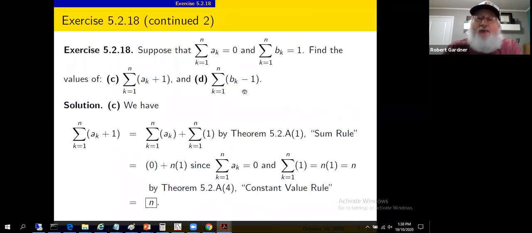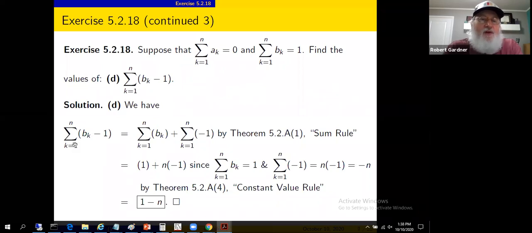Part D, similar thing, they're subtracting, and the behavior will be similar. Sum from k equals 1 to n of b sub k minus 1 in part B.